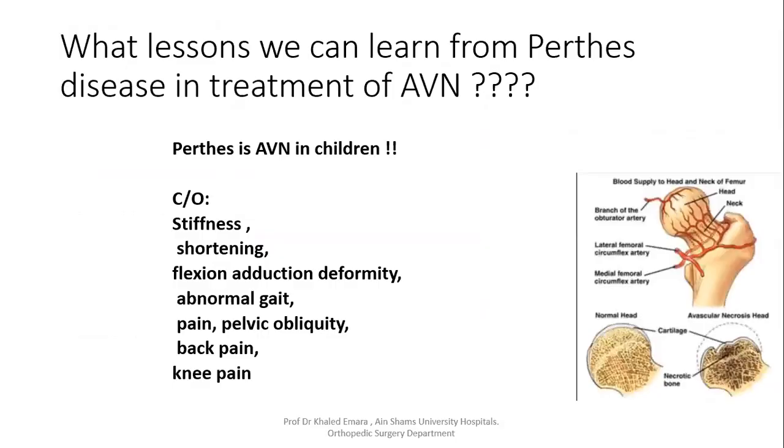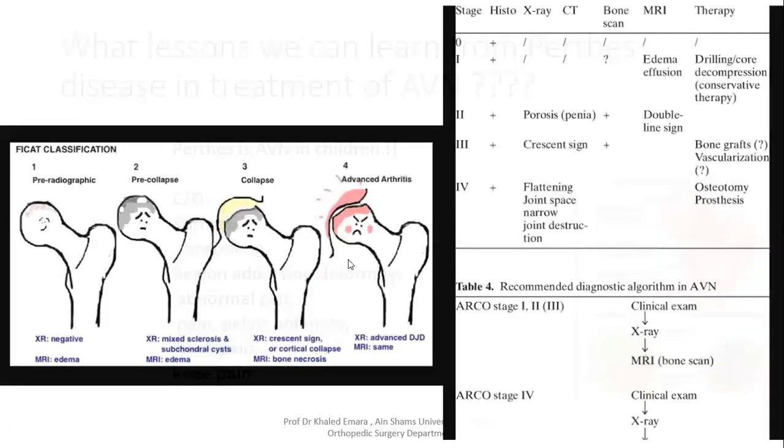As I told you, there are so many examples you will see in our talk today. So what's the problem with this AVN or Perthes disease in children? The kids complain about stiffness, limited range of movement because of the friction between the osteophyte and the cup of the acetabulum, shortening because of the varus and the collapse of the head, flexion or adduction deformity, abnormal gait, pelvic obliquity, back pain, and knee pain.